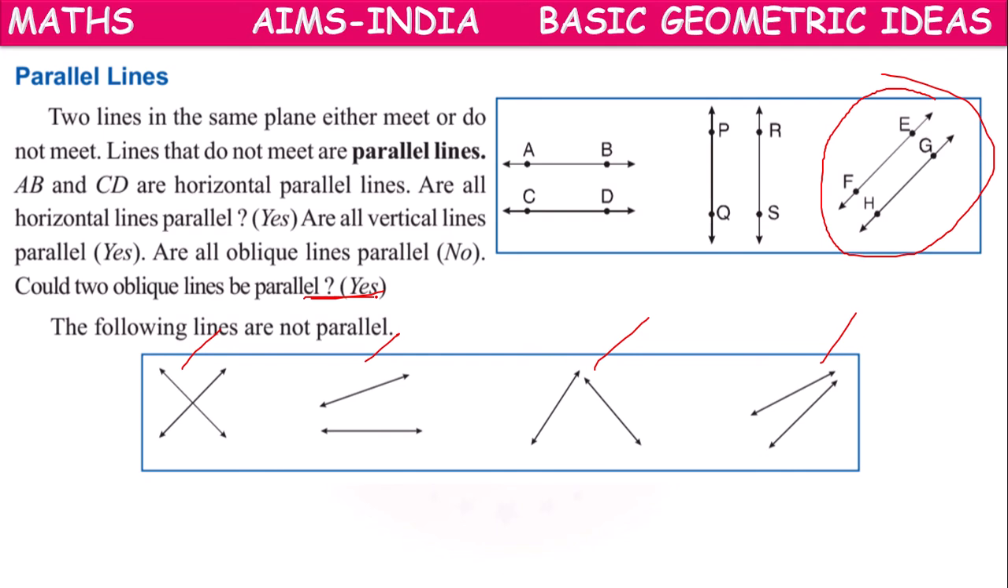So two horizontal lines are always parallel, two vertical lines are always parallel, and two oblique lines may or may not be, but there is a chance of behaving like parallel lines. That is about parallel lines. Parallel lines are lines which do not meet even after their extension. If they never meet, they are said to be parallel lines.